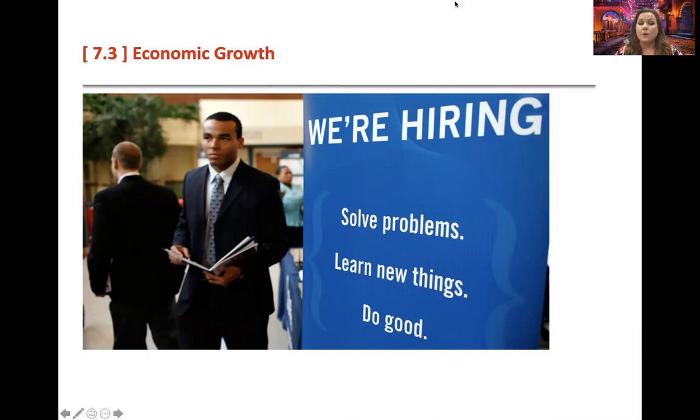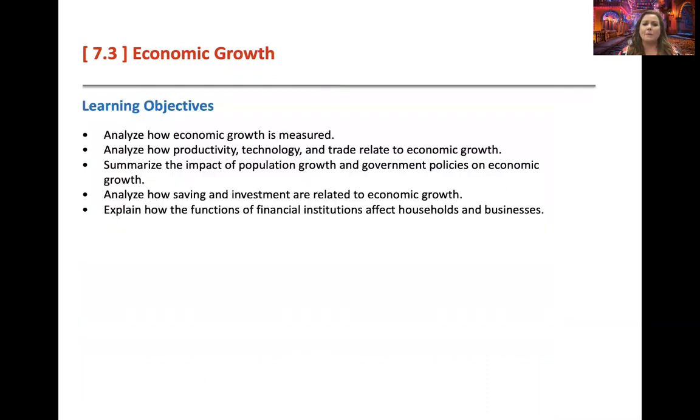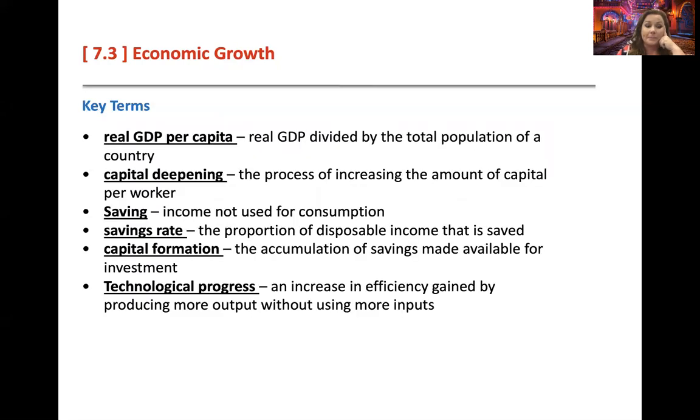Okay, so now we're doing 7.3, economic growth. How can we measure economic growth? How is productivity, technology, and trade related? We're going to talk about population growth and government policies, what they have on growth. Why we need people to save and invest, because that is related to economic growth, and how financial institutions are going to affect households and businesses. And we're going to tie that into the savings and investment to how they help.